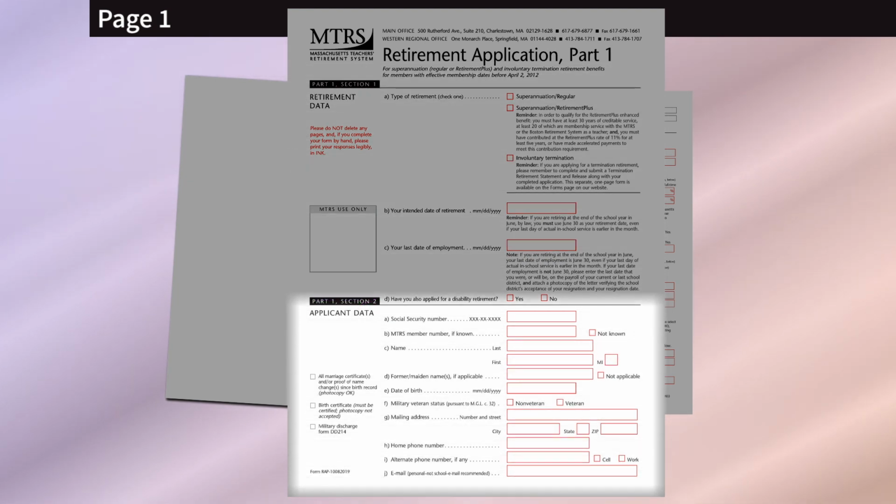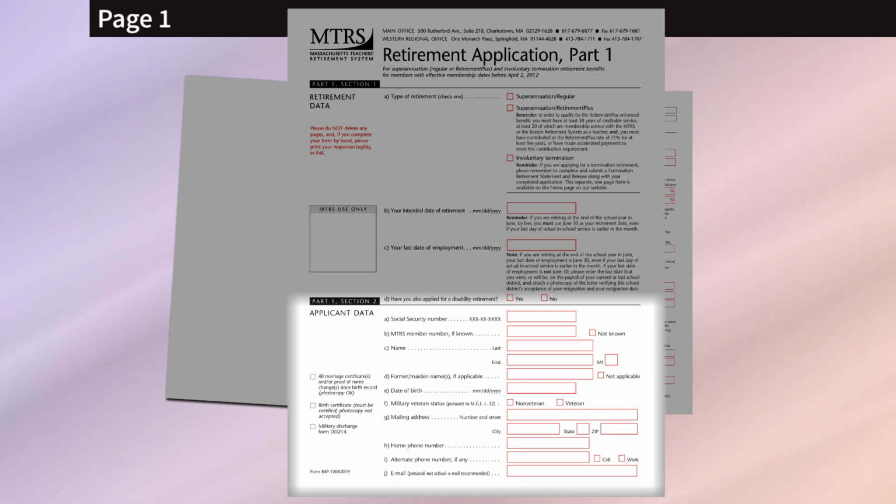In Section 2, on page 1 of the retirement application, you will provide your current personal information. Be sure to attach a photocopy of your marriage certificate or other proof of a name change, if applicable. You must also attach an original or certified copy of your birth certificate. A photocopy of this document is not acceptable.